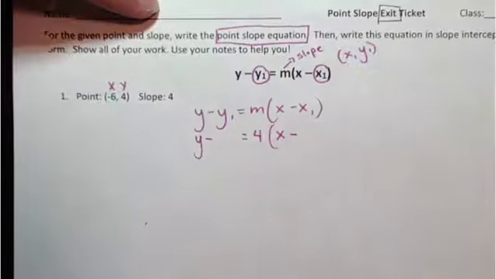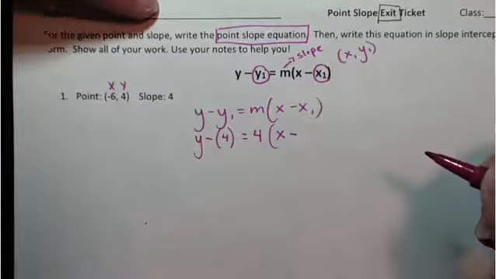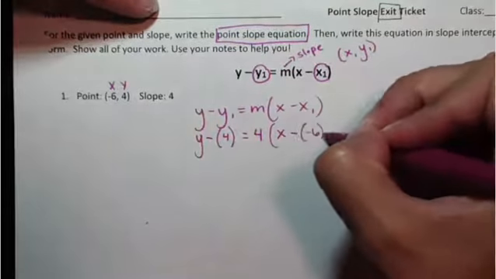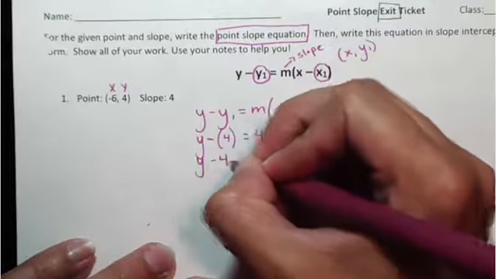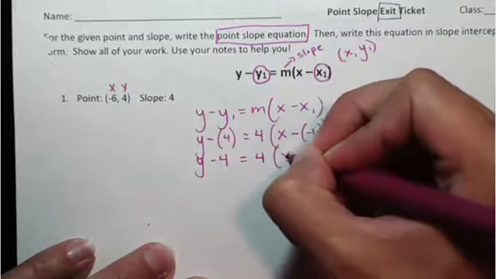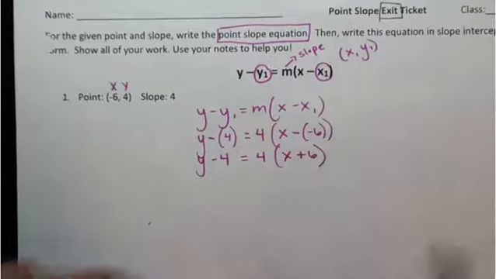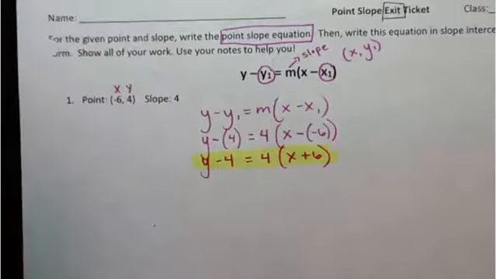And I know this point, this is the X value, and this is the Y value. So when it's Y minus Y1, I'm going to plug in 4 for the Y1. And for the X1, X minus X1, the X1 is negative 6. I always put that in parentheses whenever I substitute a value in for the variable. Now I can solve. So I have Y minus 4 equals 4 parentheses X, and then it's minus negative 6. Two negatives make a positive. So your answer for point slope form would be this: Y minus 4 is equal to 4 times (X plus 6).